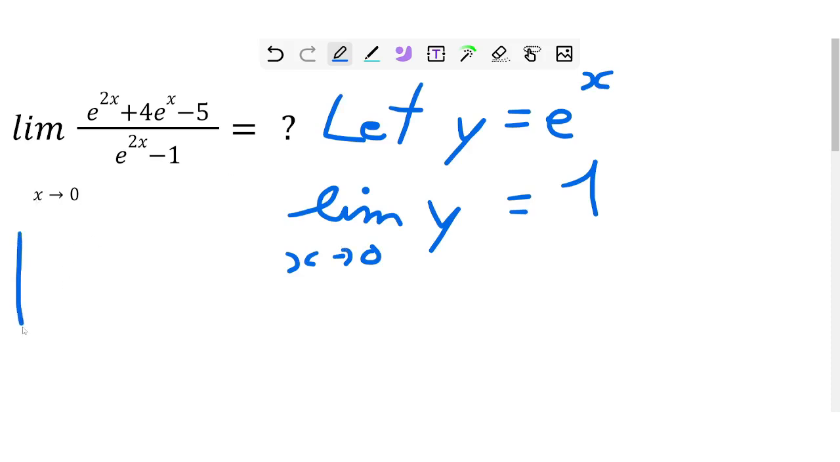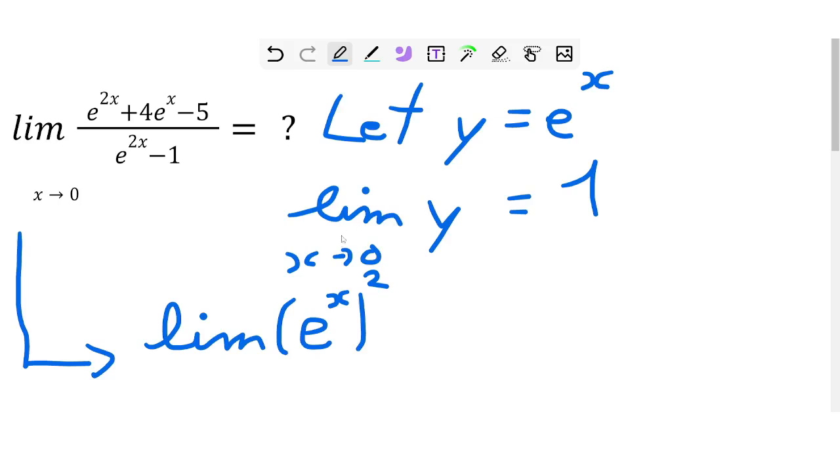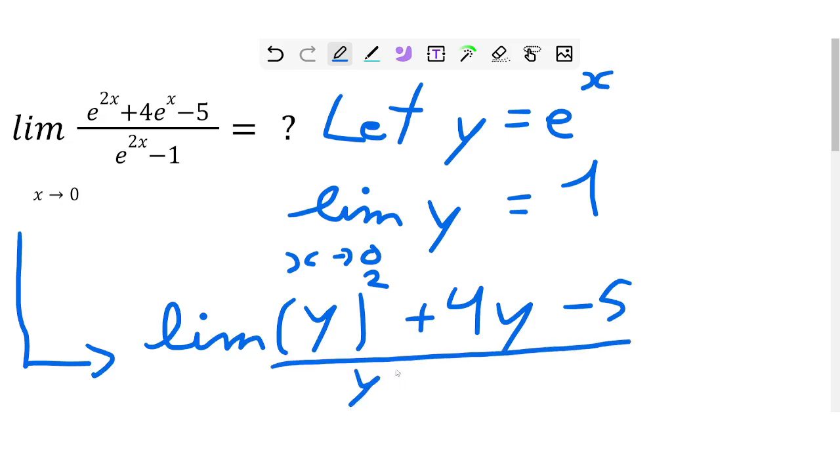So we're going to rewrite our equation now. We have the limit of e to the 2x, but that's going to be the same thing as e to the x squared. And we already established that e to the x is just going to be represented as y, so we're going to have y squared. Then we're going to have plus 4e to the x, or plus 4y, minus 5, the whole thing over y squared minus 1. And here we have x approaching 0.